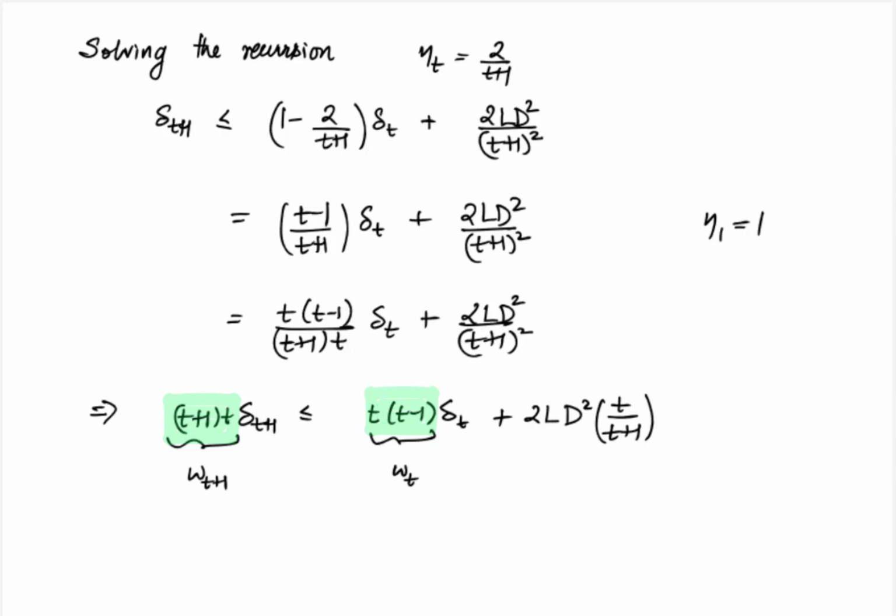Now we can carry out the telescopic sum, and all the delta dependent terms will cancel except the first and the last term. In this case, observe that the first term was already 0 because for t equal to 1, eta 1 was equal to 1. So the first term will cancel automatically. Therefore, t minus 1 into t into delta capital T less than or equal to 0 plus 2 L D square summation over t plus 1.